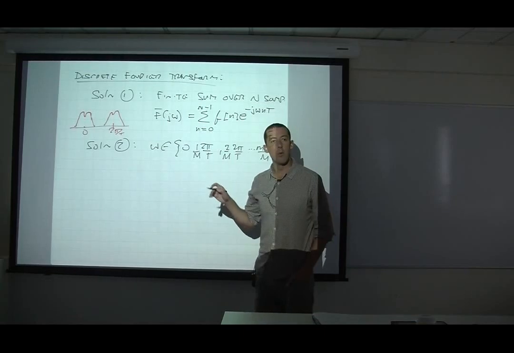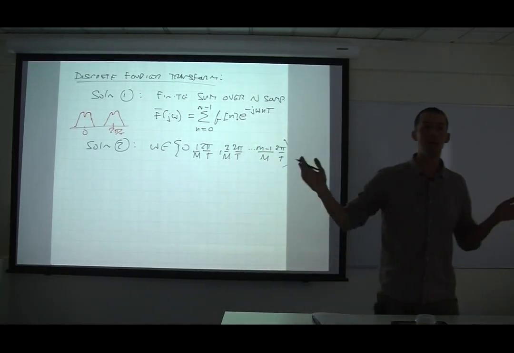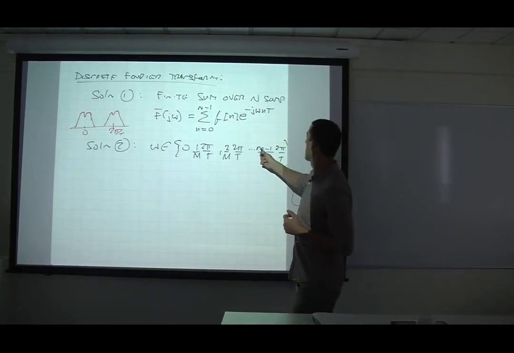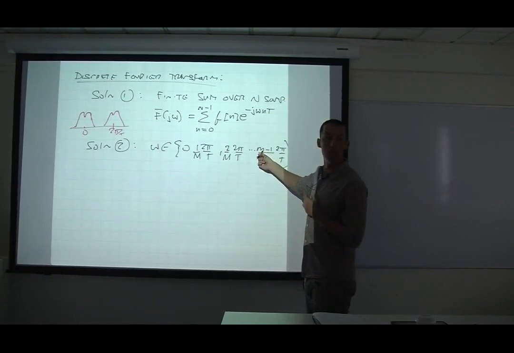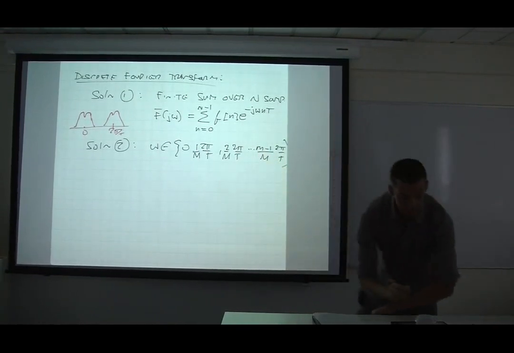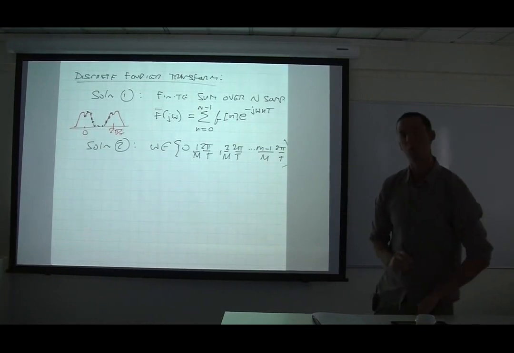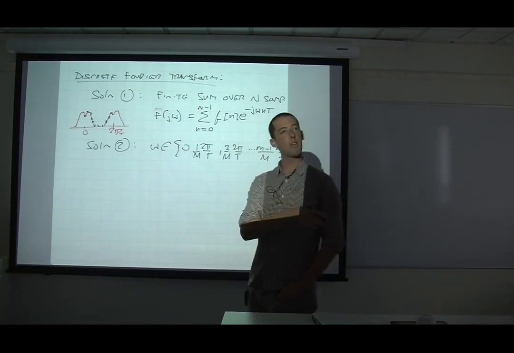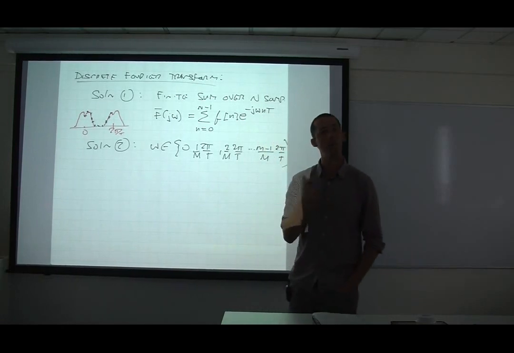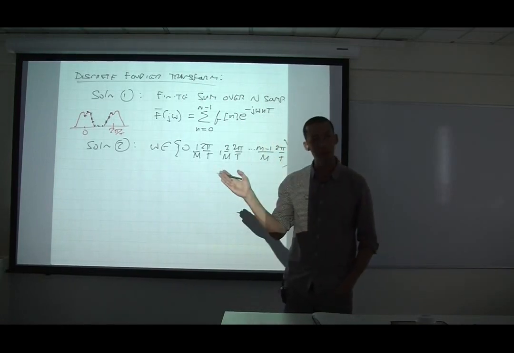So I hope you can see that what we're doing is we're just taking M samples across that interval and we're stopping just short of a full period across the spectrum. So we'll end up getting one at zero and then one here and here and here and here and here and here. But stopping just short. Now don't confuse this with sampling in time. It is a kind of sampling, but I just want to see what the spectrum looks like. So I take a bunch of values across there.